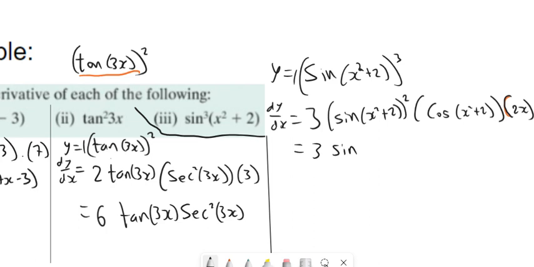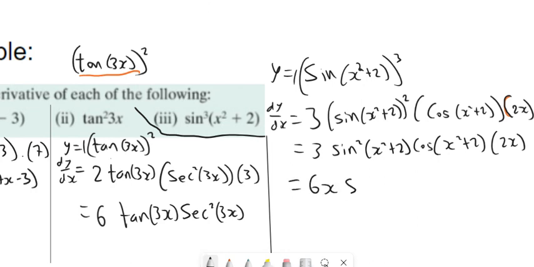So we've got 3 sin squared of x squared plus 2, cos of x squared plus 2, and 1 multiplied by 2x. So you can take the 2x and the 3 at the start and multiply them by each other, so you'll get 6x, and then it's just sin squared of x squared plus 2, cos of x squared plus 2. And that's the final answer.